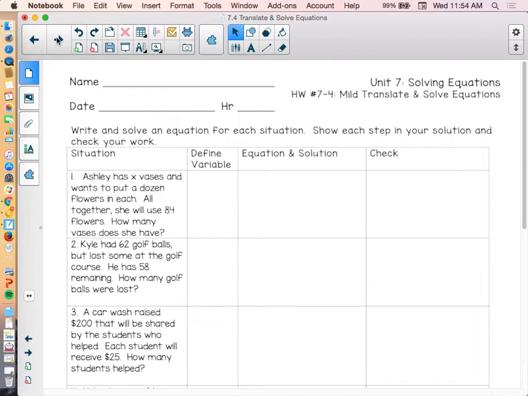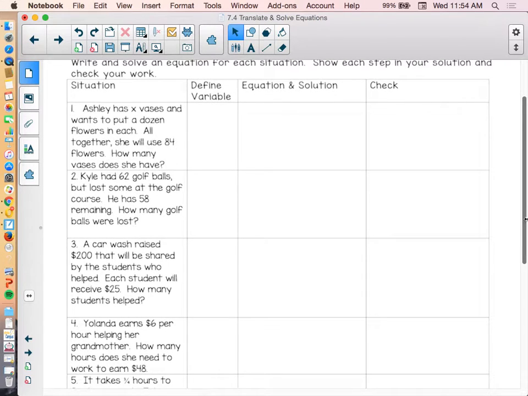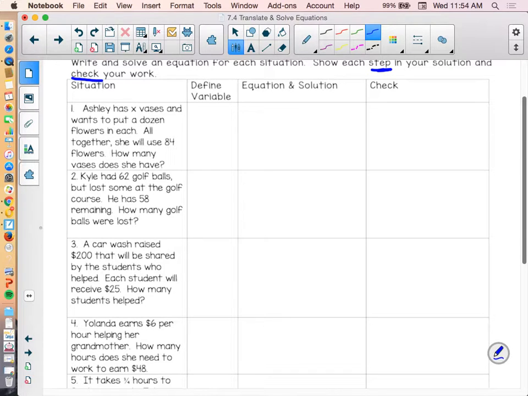All right, so looking at the homework, this is just the mild. We're going to start with looking at the directions. Write and solve each equation for each situation. Show each step in your solution and check your work. I've been noticing people not checking their answers. I get that it's an extra step, but it's very necessary. So please make sure you do that extra step.